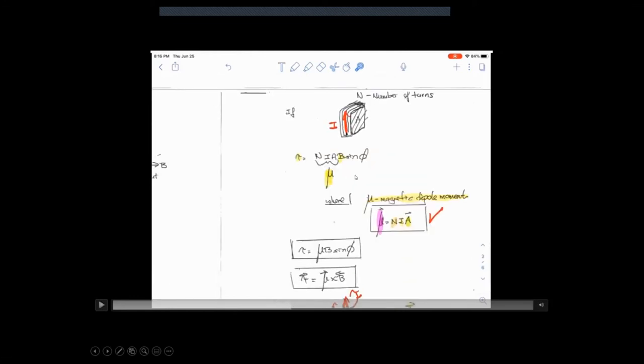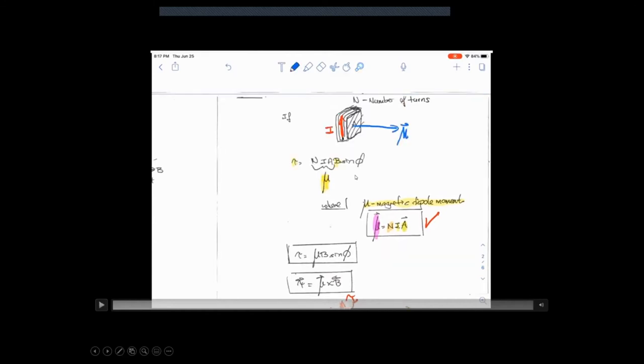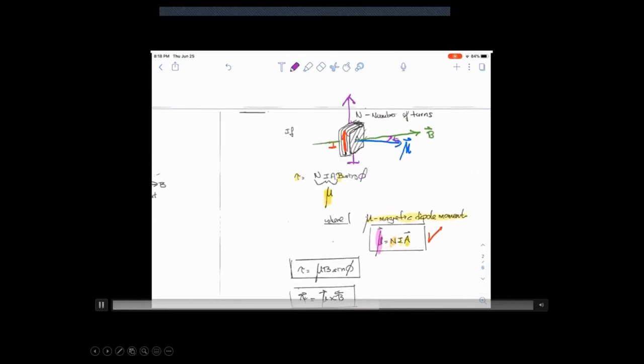Okay. So now, the magnetic dipole moment is pointing in this direction. If the magnetic field is coming at an angle, the magnetic dipole moment is going to try to line itself up along the direction of the external magnetic field. So there's an angle. What's going to happen is this thing is going to spin, it's going to experience a torque until it lines itself up along the direction of the external magnetic field.